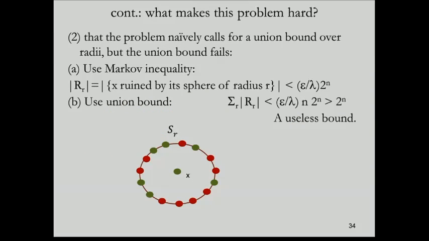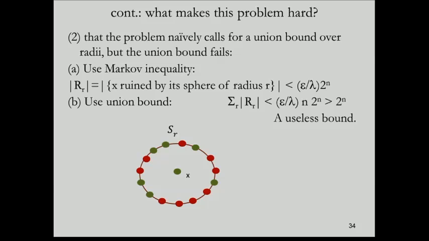Okay, so the second sort of naive way that one could try to prove what we were trying to prove, and a second reason why this problem is somewhat hard, is the union bound. One could try to approach the existence of a point that's not ruined by using the union bound. It's very natural, it's the first thing we did actually. Let's define by capital R sub r the set of points x that are ruined by some sphere of radius r. So this is parameterized by the radius.